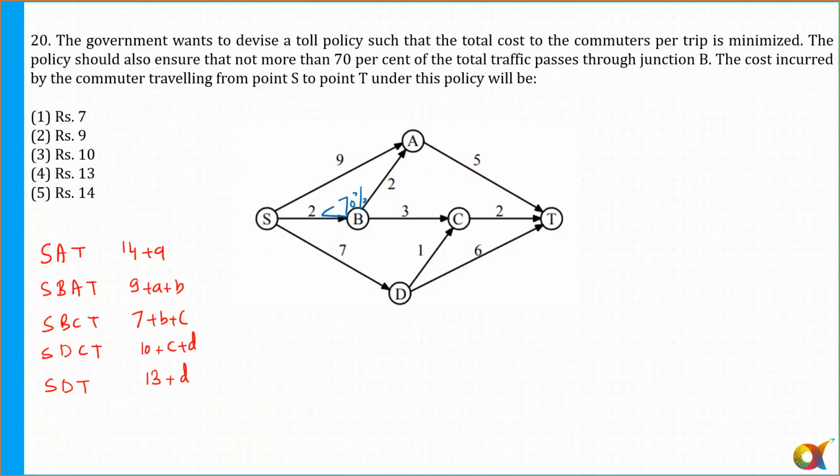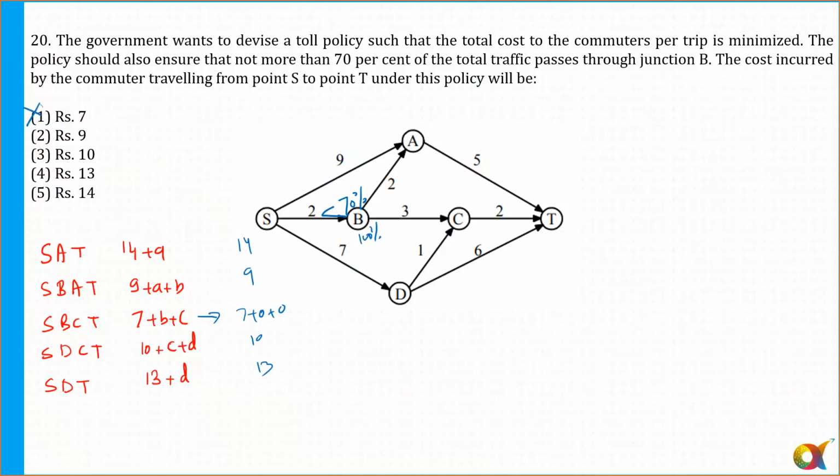The cost incurred by the commuter traveling from point S to T under this policy. The first option is 7. Now, 7 is the minimum cost. It means that is only possible if the toll charges are 0. Yes or no? 7 plus 0 plus 0, all the toll charges are 0. Then the other routes are 14, 9, 7, 10 and 13. In that case, all the traffic will pass through SBCT. So if all the traffic is passing through SBCT, at point B all the people are passing, so 100% is the traffic. So option 1 is not possible. Is that clear to all of you, that option 1 is not possible?